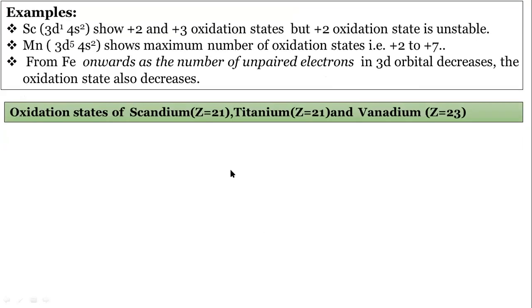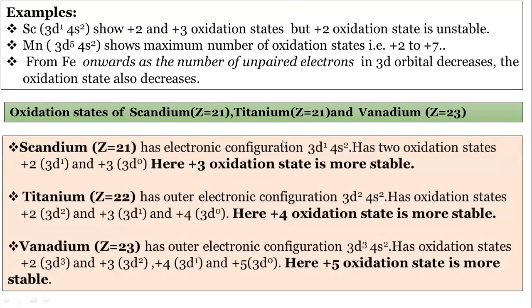We will discuss these oxidation states one by one. First, the oxidation states of scandium, titanium, and vanadium. Scandium has atomic number 21, 4s2, 3d1. Then titanium is 4s2, 3d2, and vanadium is 4s2, 3d3, because these are continuous elements in the 3d series. The outermost electronic configuration of scandium is 3d1, 4s2. It can show the +2 oxidation state also, and +3.